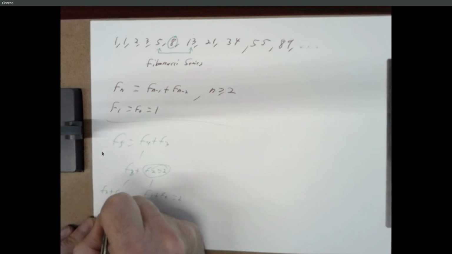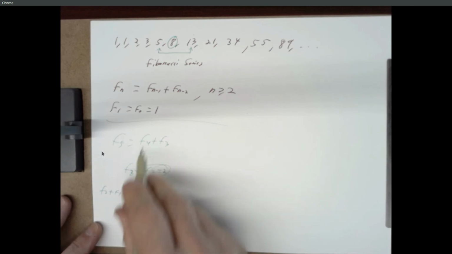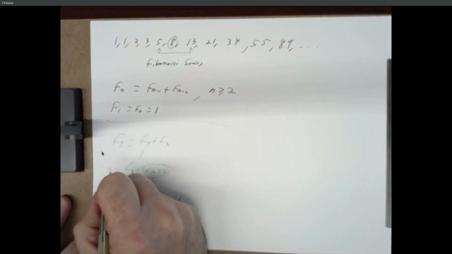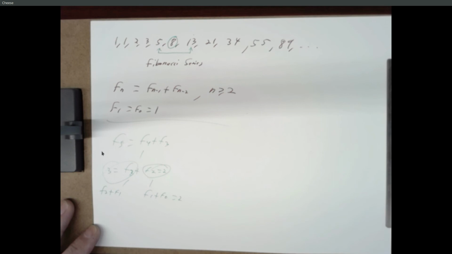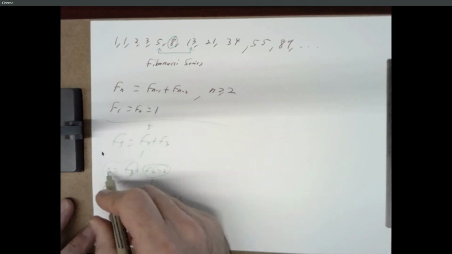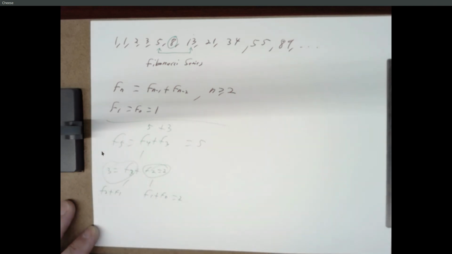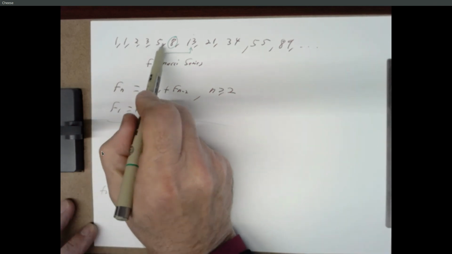F3 is F2 plus F1. Well, I can cheat. I know F2 is 2 and F1 is 1, so F3 is equal to 3. So that tells me F4 is equal to 3 plus 2, which is 5, and F3 I found was 3. So now I know F5 is equal to 8. And sure enough, 0, 1, 2, 3, 4, F5.